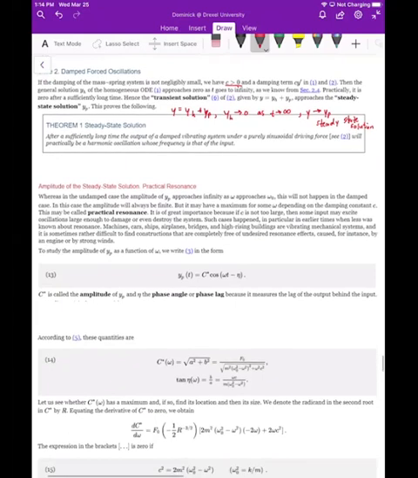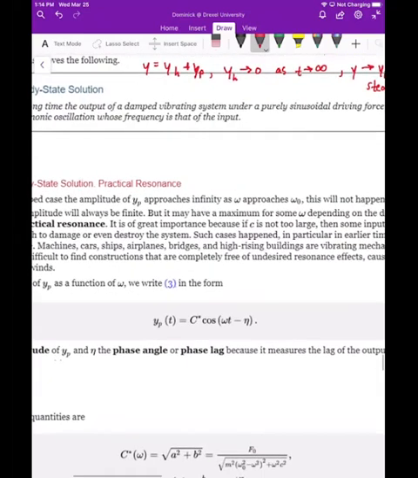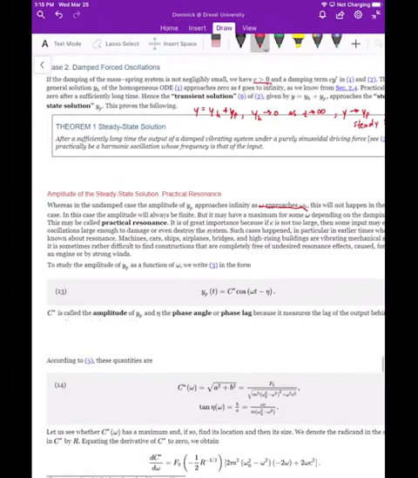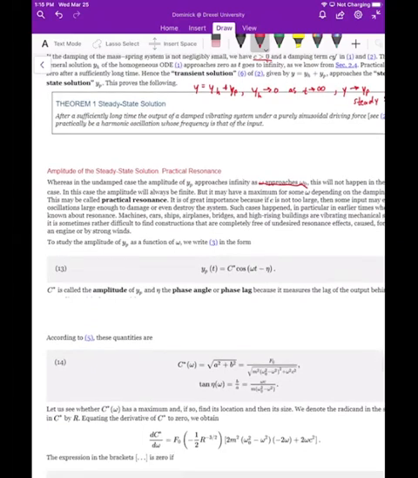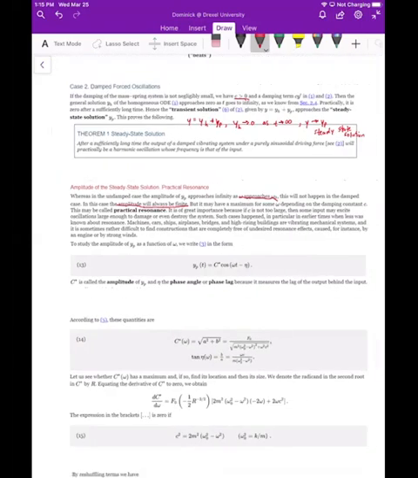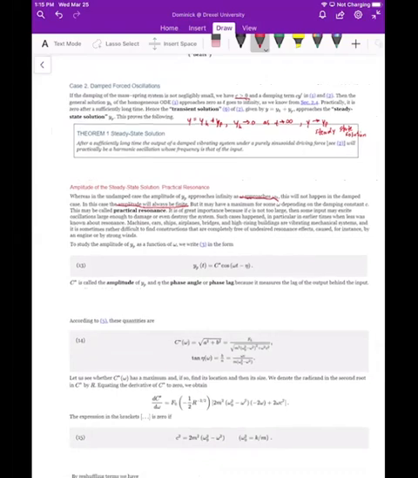Okay. So of course, this is going to be different from the undamped case, because the amplitude of your particular solution in the undamped case approaches infinity as omega and omega 0 get close together. But this, of course, doesn't happen in the damped case, right? So when you have a damped system, the amplitude is always finite, right? Now, on the other hand, it may have a maximum for some omega depending on the damping constant c.